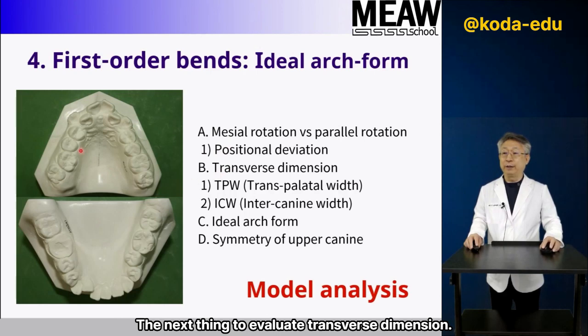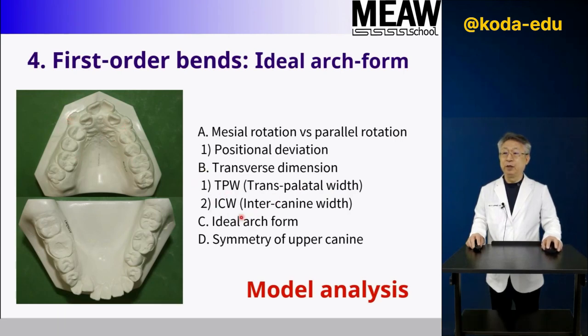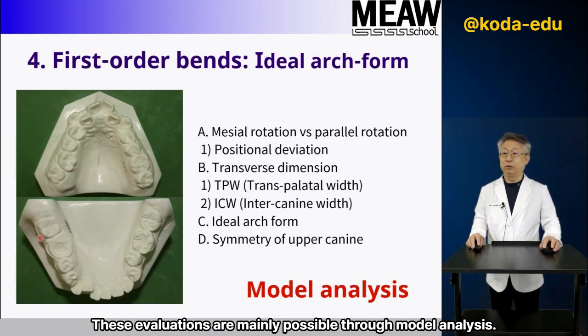The next thing to evaluate is the transverse dimension. At this time, it is the transpalatal width between the maxillary first molars and the intercanine width between the maxillary and mandibular canines. Next, we evaluate the ideal arch form and symmetry of the maxillary canine. These evaluations are mainly possible through model analysis.